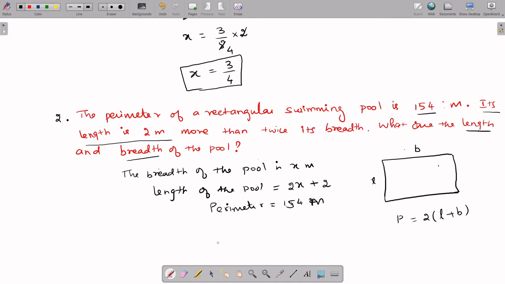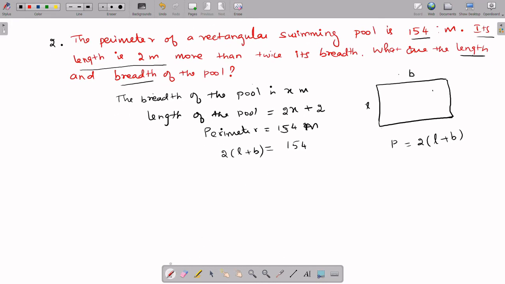Okay, so using this formula, what is perimeter formula? Perimeter is equal to 2 into L plus B, isn't it? 2 into L plus B is your perimeter. 2 into L plus B is equal to your 154. And then what about length? Length is, we just now wrote it, 2x plus 2. What about breadth? Breadth is x meter, isn't it? Breadth is x meter, equal to this 154.